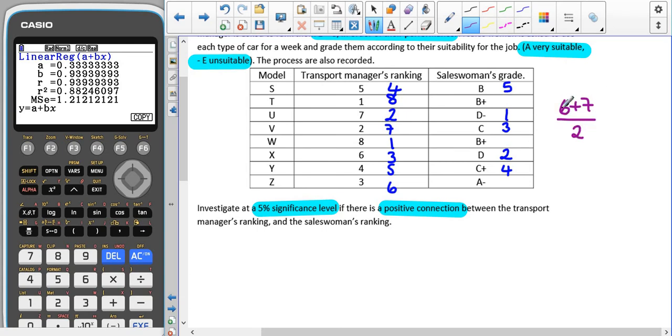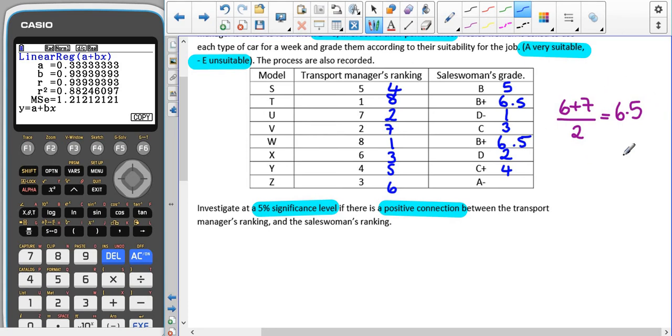Which means that if I had 3 things the same, I would add the 3 ranks that they would get together and then divide by 3 instead. So just be careful when handling any of the tied rankings. So this gives me 6.5, which means that both of the B pluses will get a rank of 6.5.